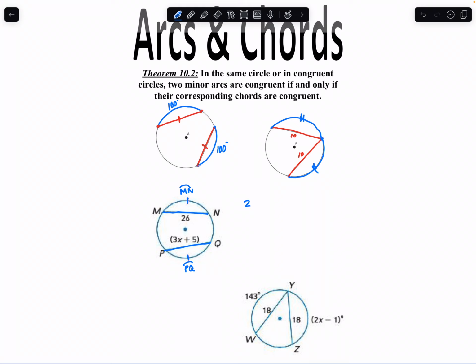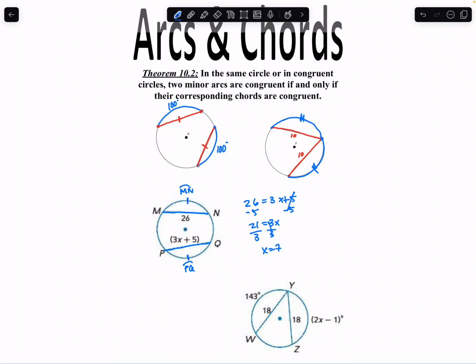So we just set up an equation where the segment 26 equals the other segment, 3x plus 5. And we just solve for x. Move 5 to the other side. We're left with 3x equals 21. Divide both sides by 3. And we're left with x equals 7.